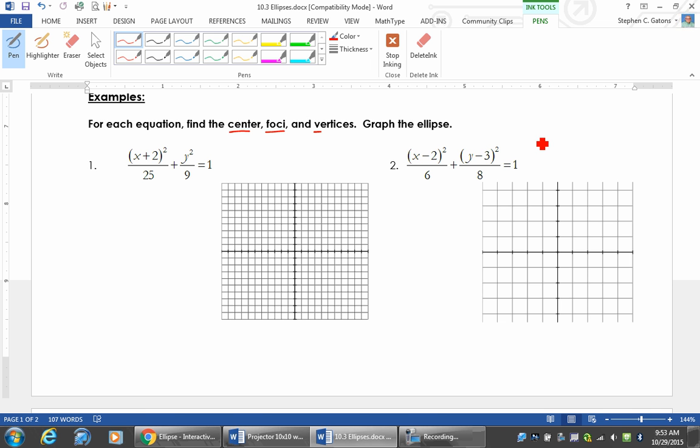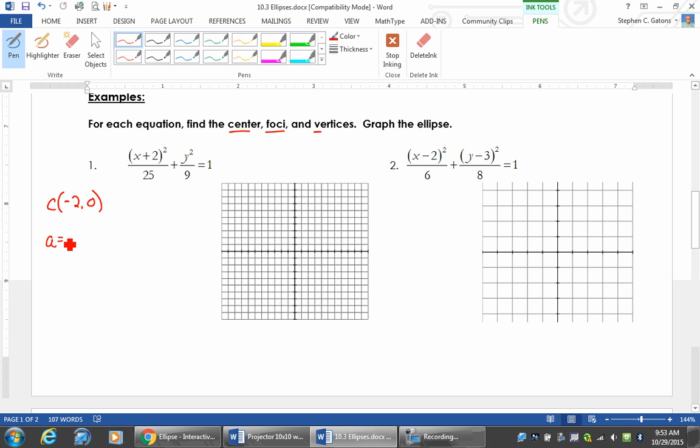Everything starts at the center or the vertex, depending on which one you have. It starts at (h, k). In this case, it's the center. Where is the center of this ellipse? (-2, 0). All right, and then you do the ABCs.